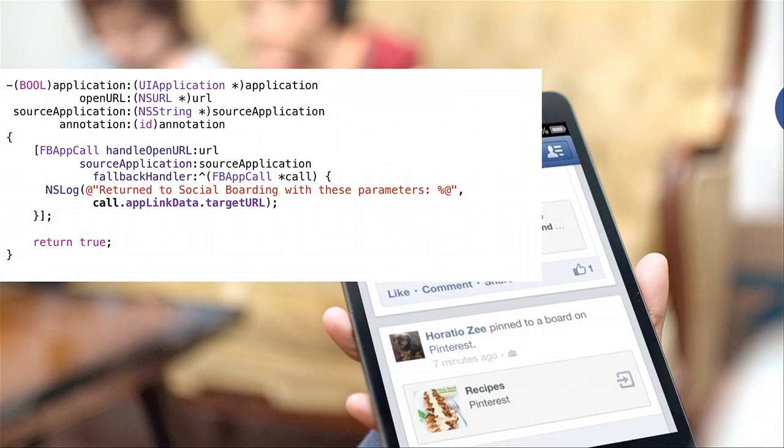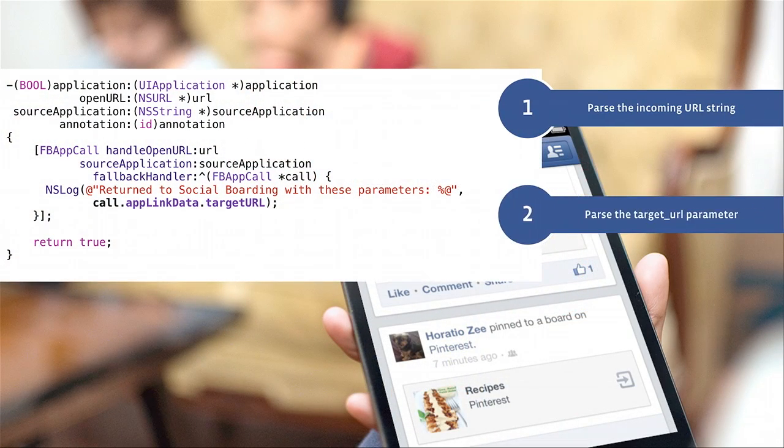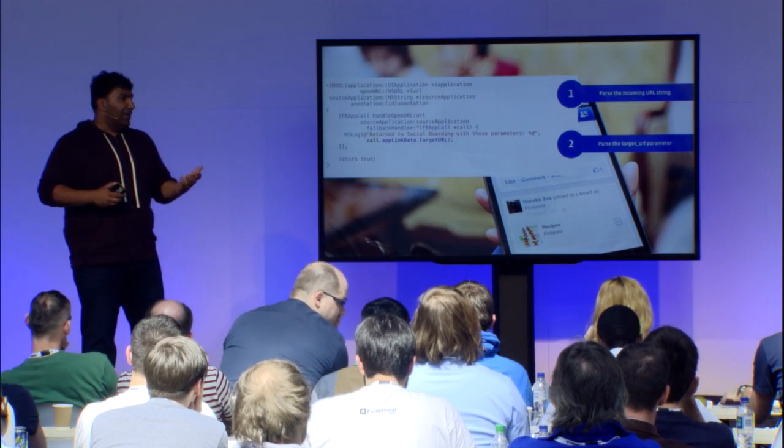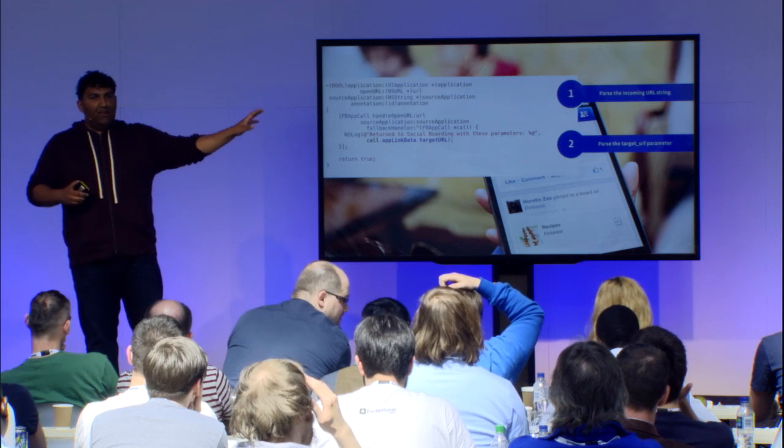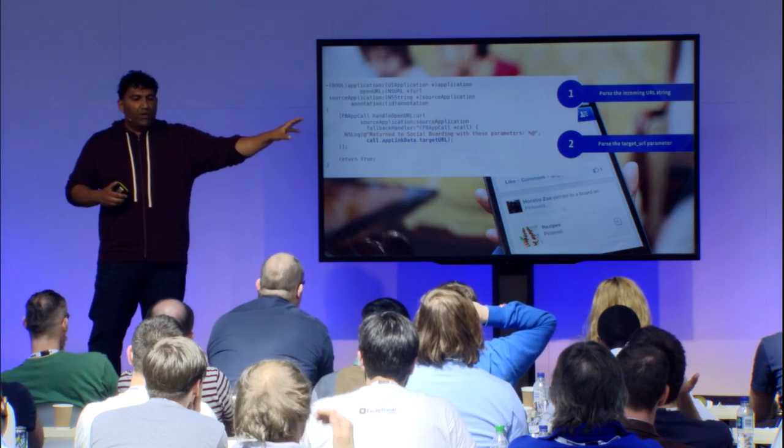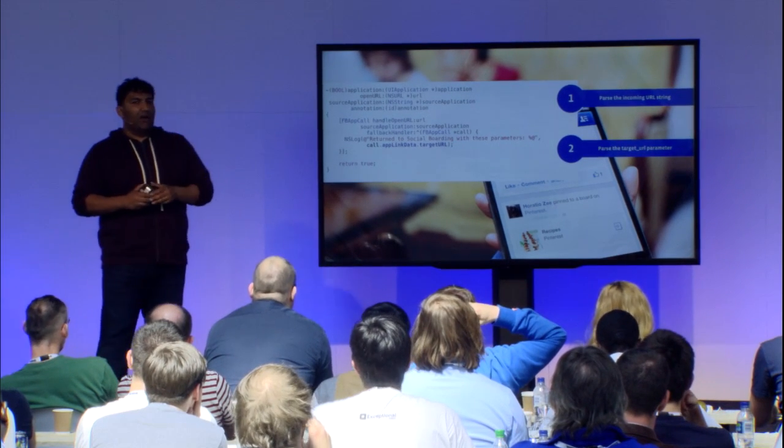And so how do we do that? Well, inside the handle open URL method inside your app delegate, you want to grab the link that's coming into your app. And so here I'm using the FB app call class, and I'm using the handle open URL method. And one thing that's new in the iOS SDK 3.5 is we actually provide helper classes and helper objects for you to get at that data. So you can see here inside the FB app call, I am calling applinkdata.targetURL.